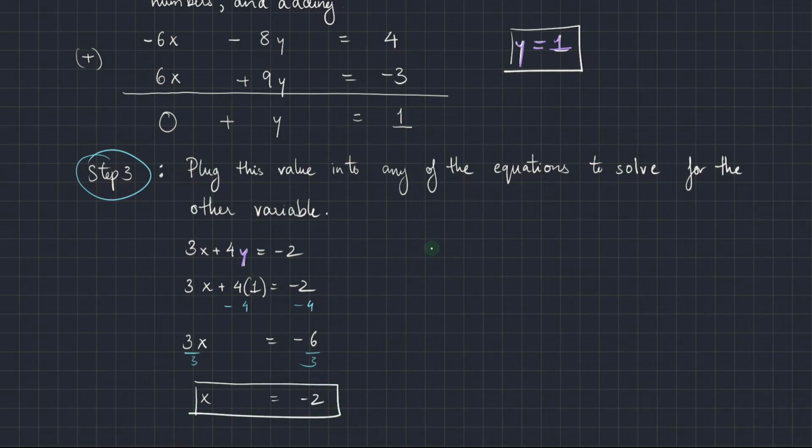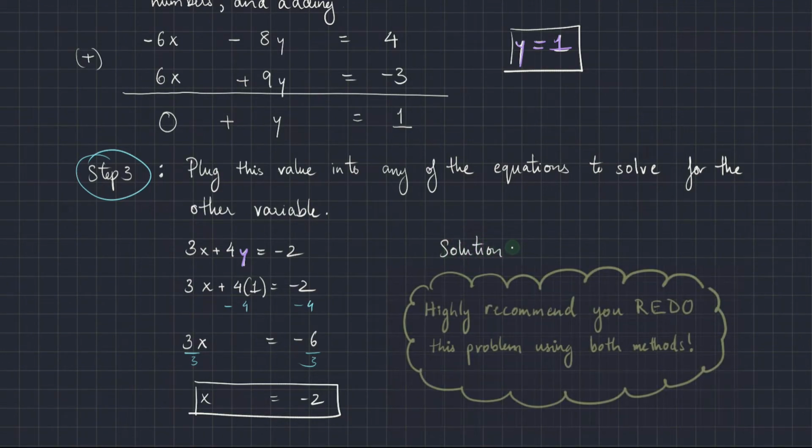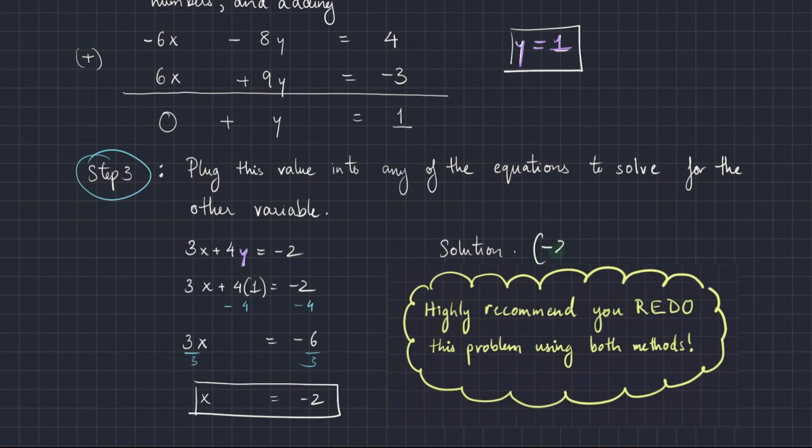And we have obtained the same solution to our system of equations, namely the solution is negative 2, 1. X is negative 2 and y is 1.